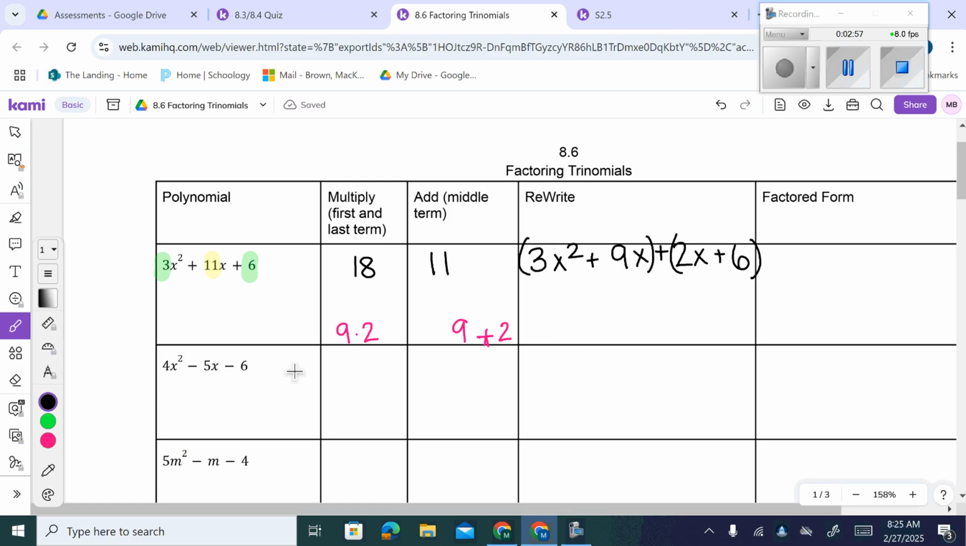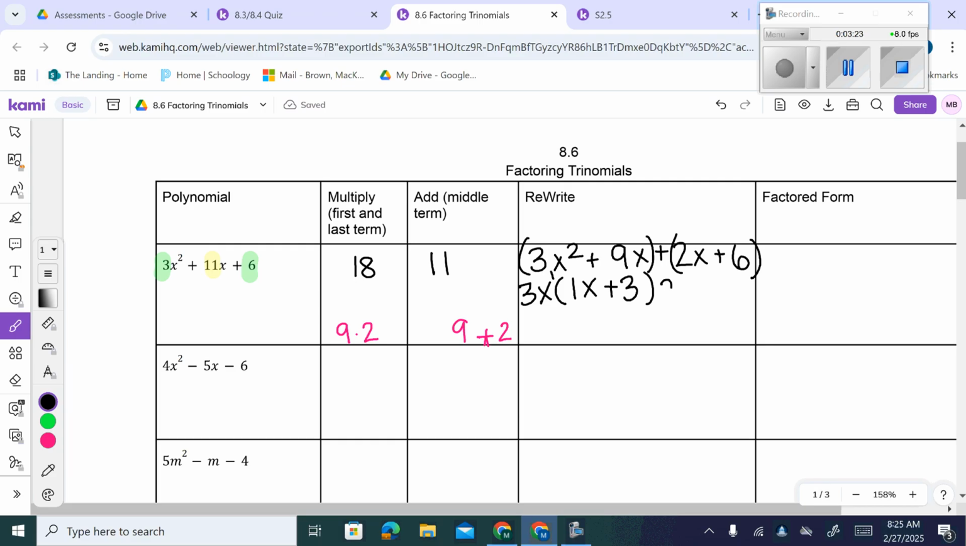What's the GCF between 3x squared and 9x? 3x, to the power of 1 if you want to put it there. What's 3 divided by 3? 1. And do I need any x's? 1x, good, plus 3. Are you okay with that? Do I need an x with that 3? No. All right, what's the GCF between 2 and 6?